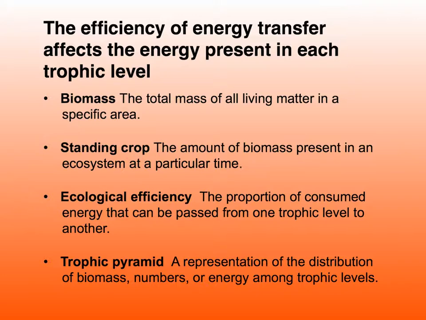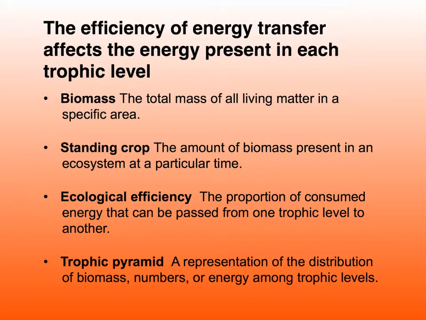Standing crop is the amount of biomass present in an ecosystem at a particular time. Ecological efficiency is the proportion of consumed energy that can be passed from one trophic level to another. And we're going to do a nice little fun activity lab with this, right? You can play sticky hands. It's going to be fun. Okay, trophic pyramid: a representation of the distribution of biomass, numbers, and energy among trophic levels.